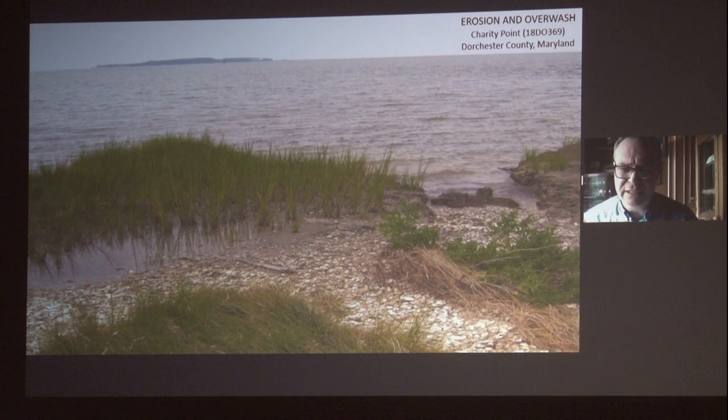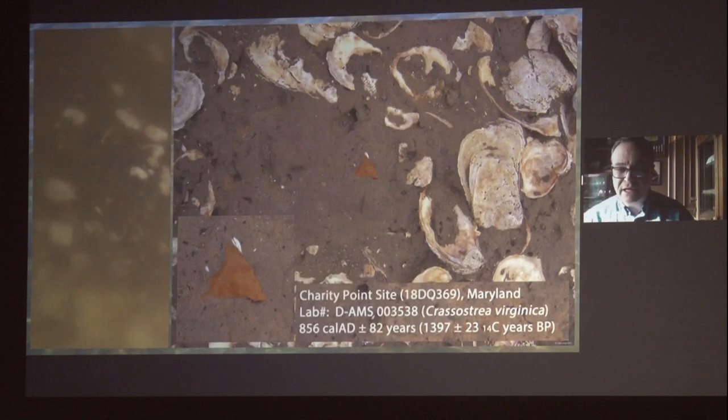That's Barren Island. And you can see the oyster shells in the foreground. Those oyster shells are the secondary deposits from an archaeological site. That archaeological site is drowned. This is a late woodland site. You can see it drowned on the left, and you can see it at extreme low tide on the right.